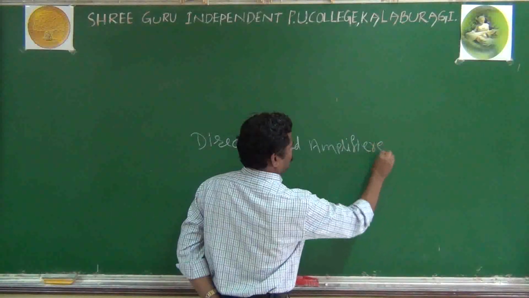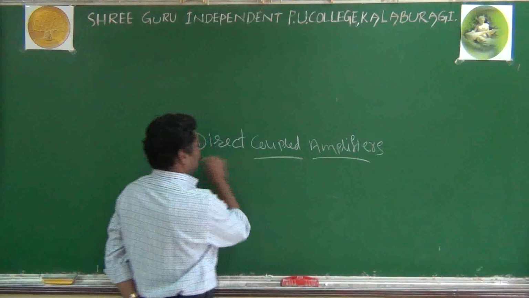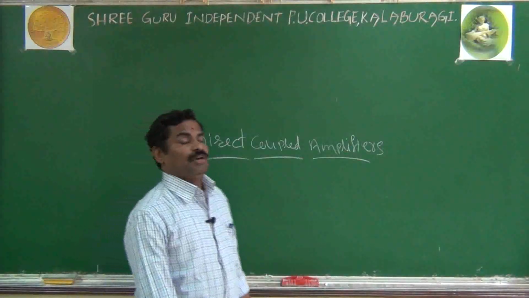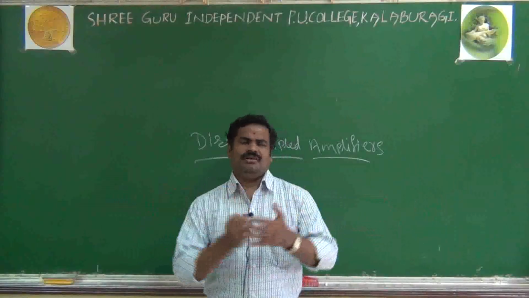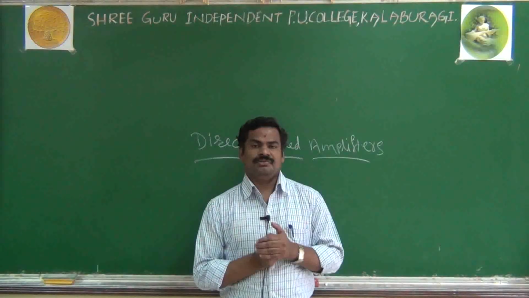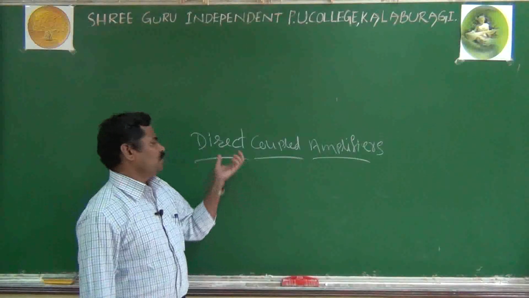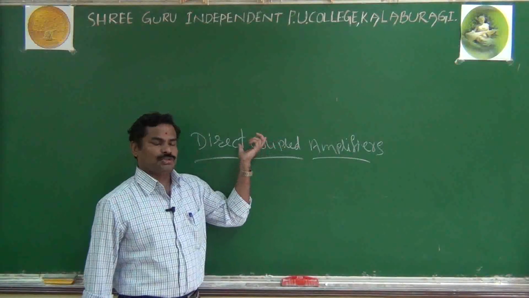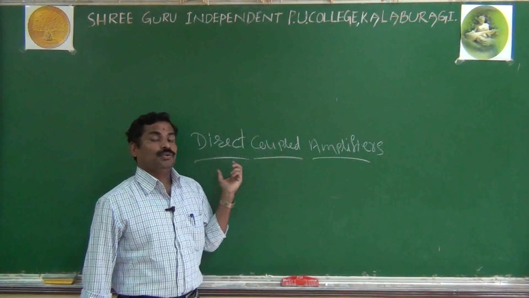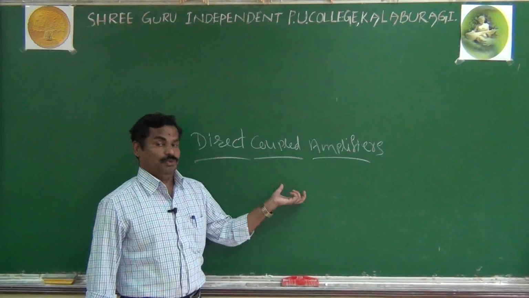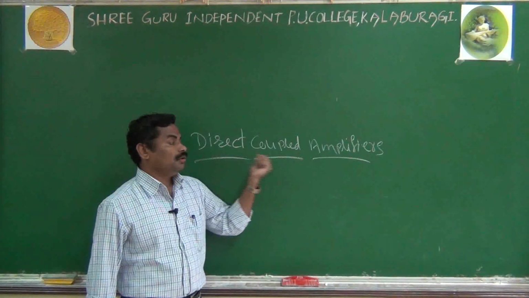It means their name is their meaning. Here you are not using any passive components, or any coupling elements in between. You are only directly connecting one stage to another. That's what is called direct coupled. You are not using a transformer, you are not using RC, you are only using a wire from output to the input. That's what is called direct coupled.